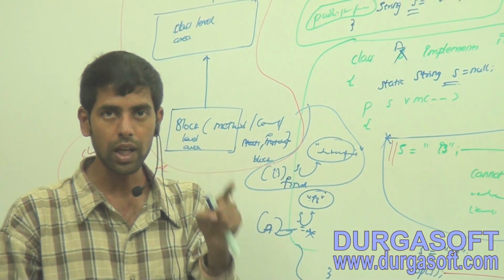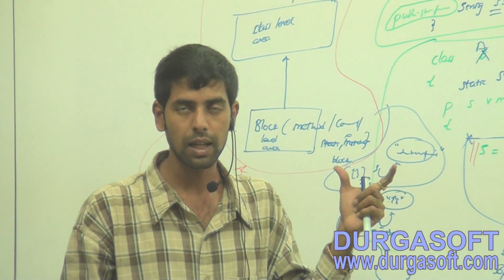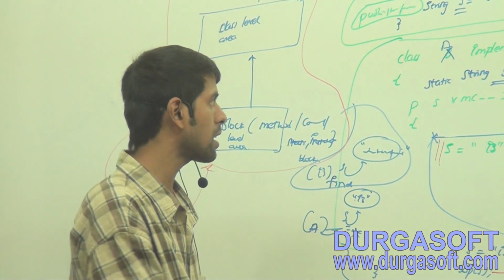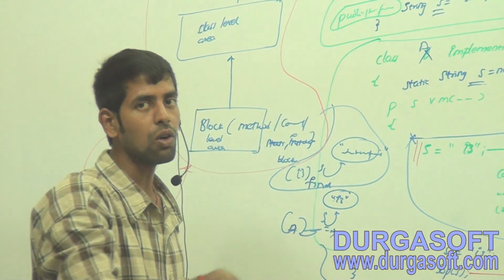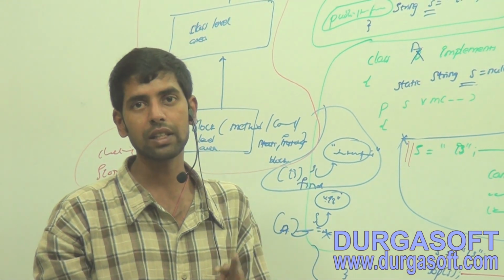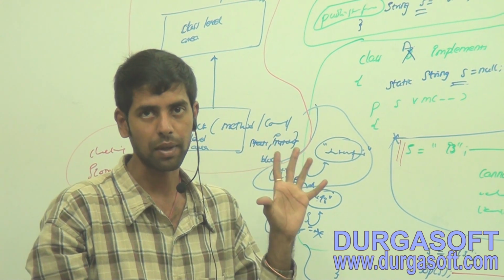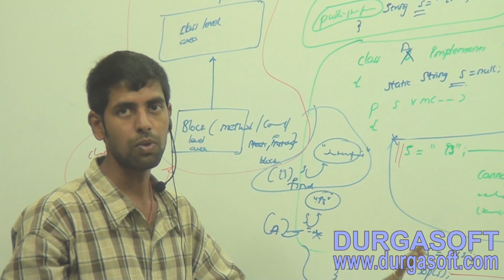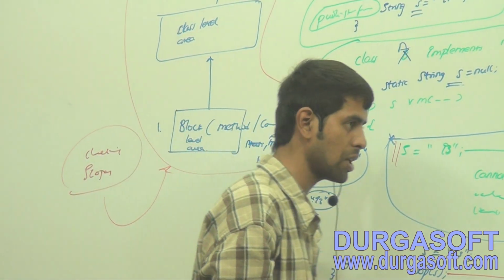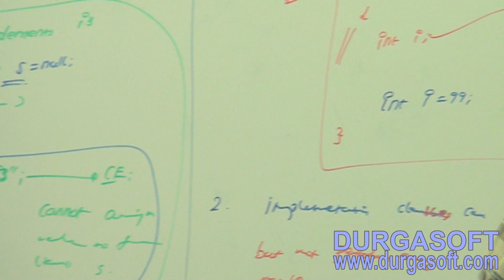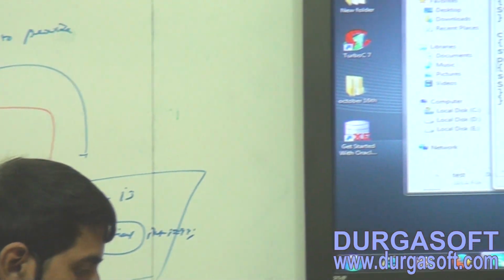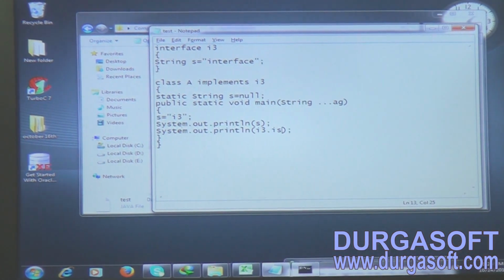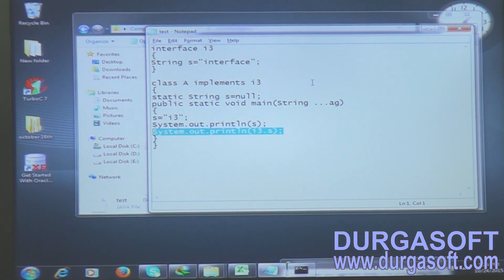It is also a step-by-step process, a step-by-step procedure only. You should not go directly to the parent. They have followed some implementations internally, Sun Microsystems. So this is the way. Now let me compile and let us see the output for this one. Simple thing. Now how to access that one? System.out.println of I3.s. Okay, I3.s, guys.